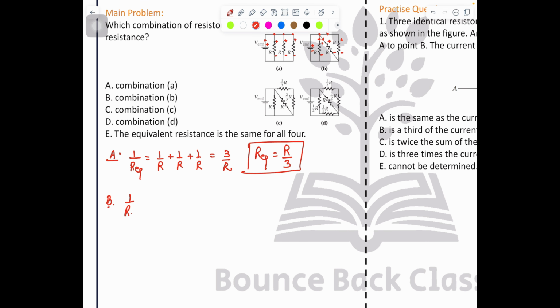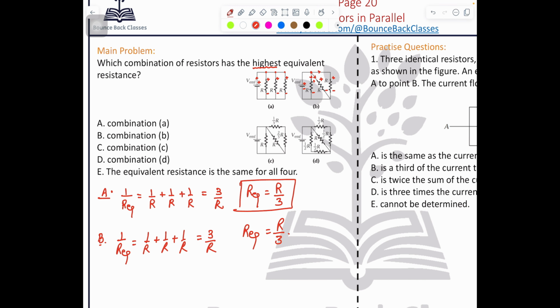1 over R equivalent is equal to 1 over R plus 1 over R plus 1 over R, which is equal to 3 over R. So R equivalent is equal to R divided by 3. Okay, A and B are same. Now next one.